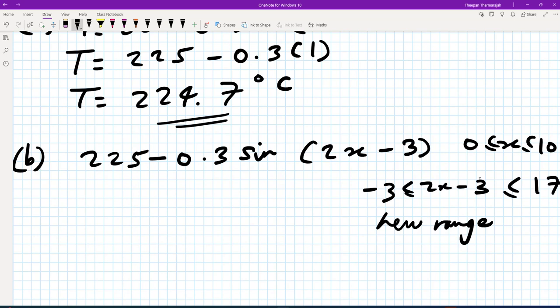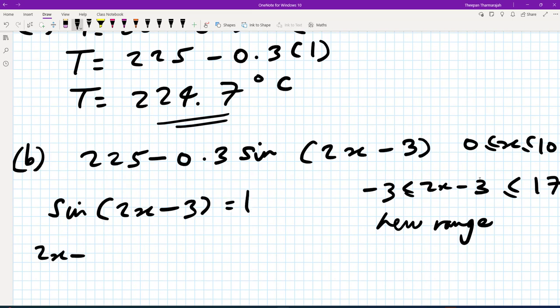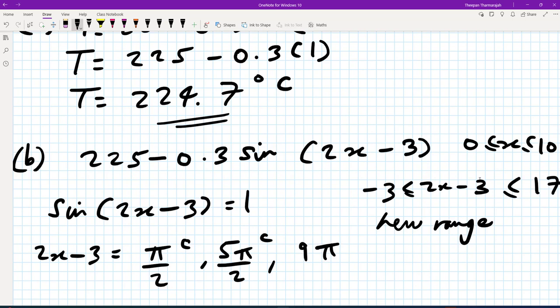So now we can say that sine 2x minus 3 is equal to 1. So we could solve these. So we get the following values in radians: pi over 2 radians, 5 pi over 2 radians, 9 pi over 2 radians.